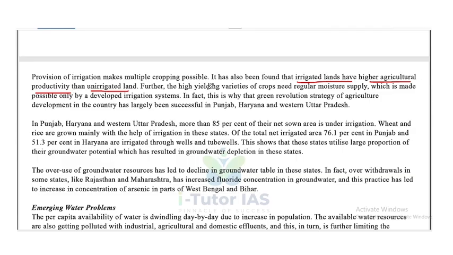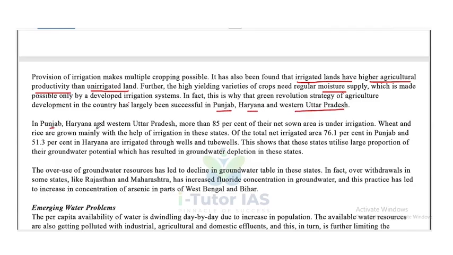Further, the high yielding varieties of crops need a regular moisture supply, which is made possible only by developed irrigation systems. In fact, this is why the Green Revolution strategy of agriculture development in the country has largely been successful in Punjab, Haryana and the Western Uttar Pradesh.